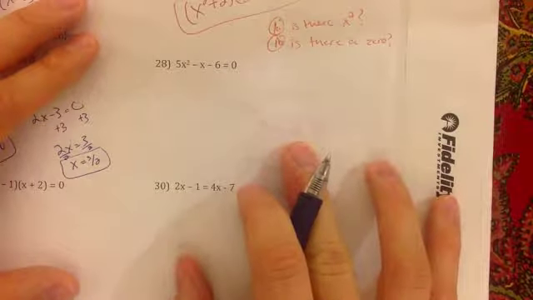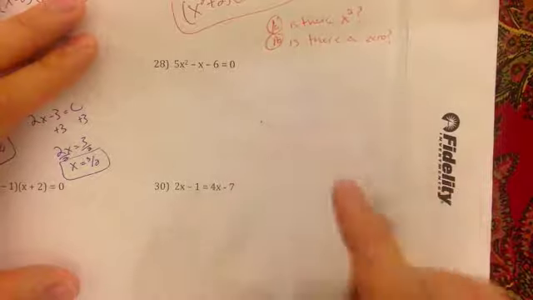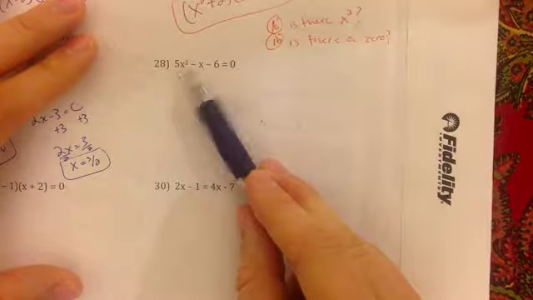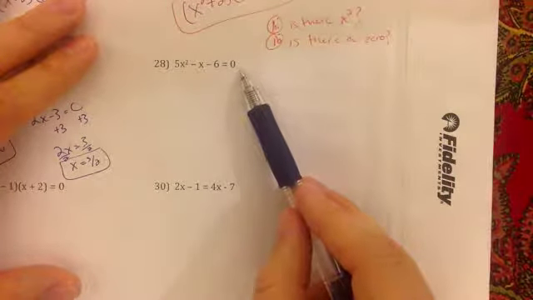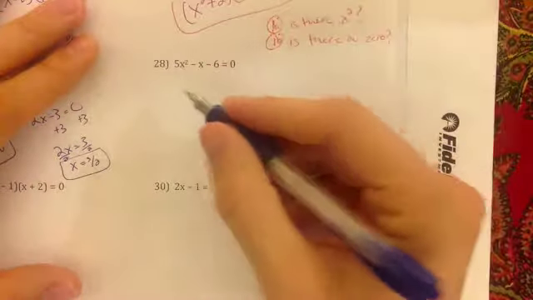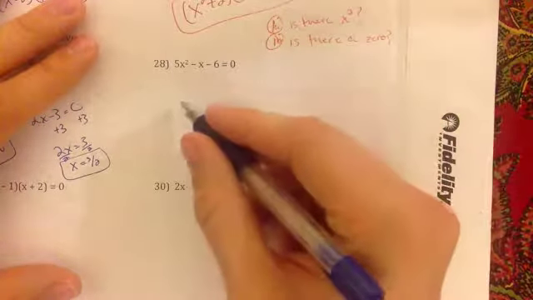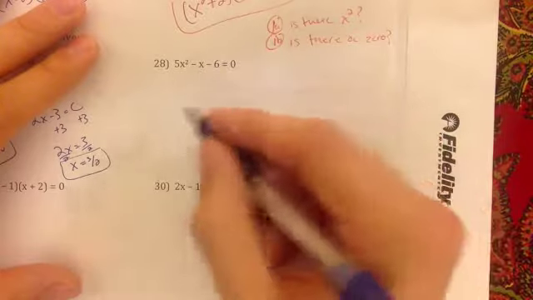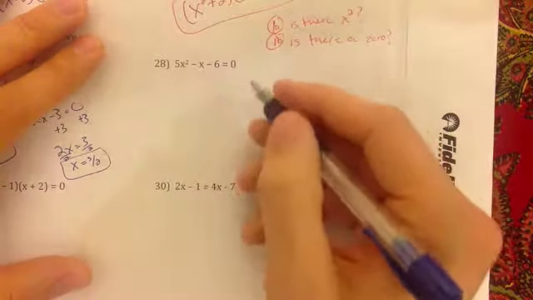28. Is there an x squared? Yes, there is. It's right here. Do I have a 0? I do. Then I'm going to go through my process. Is there anything in common I can factor out? They don't share a variable, and they don't have a common number. Can't factor anything out. Can I use the x?